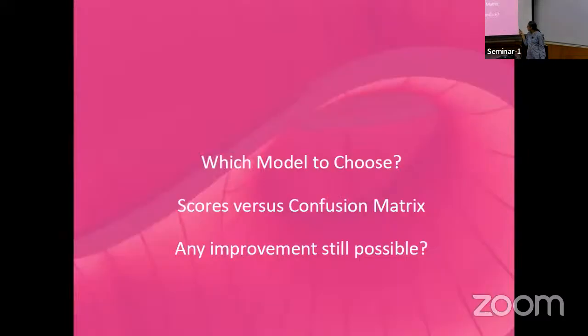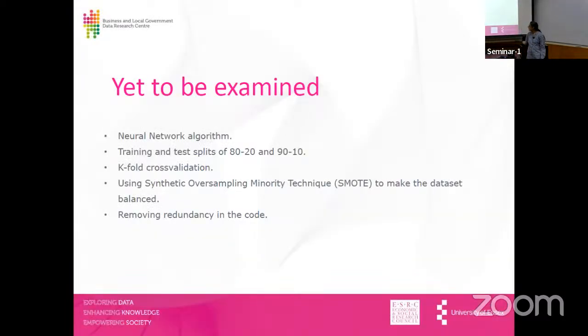The answer is you will have to use the synthetic minority oversampling technique, SMOTE, to make the data set balanced. Artificially increase the number of unemployed persons using a simple random sampling method and then rerun the algorithms so that this problem is sorted.